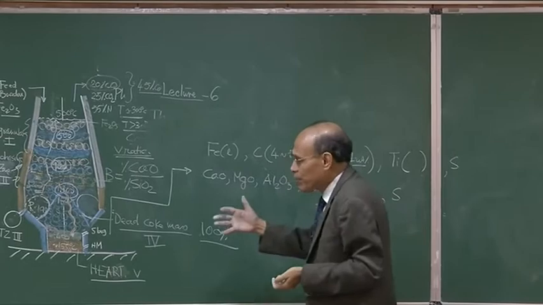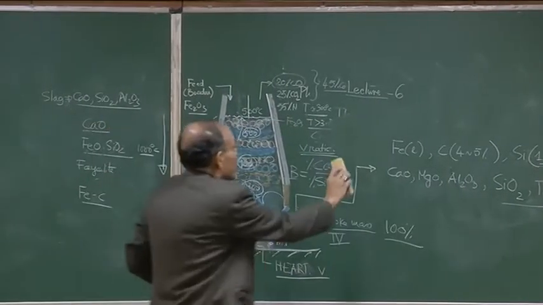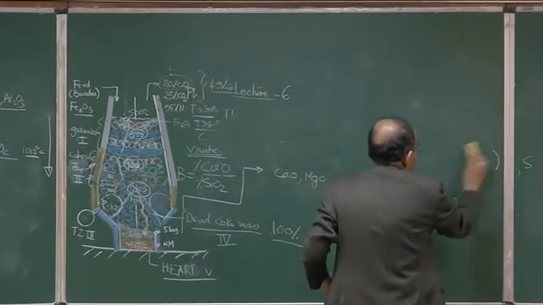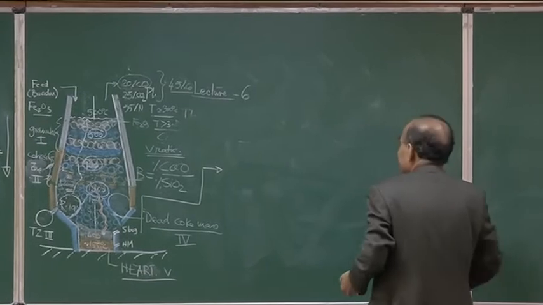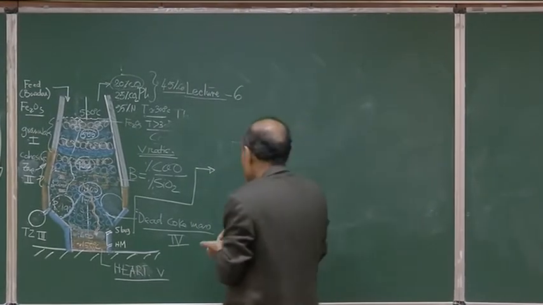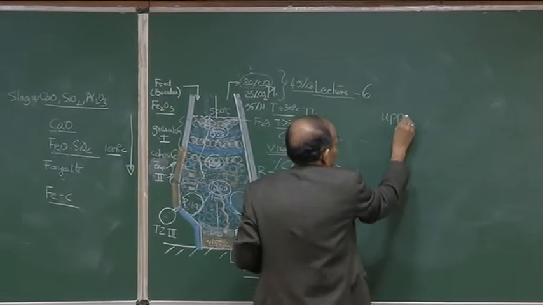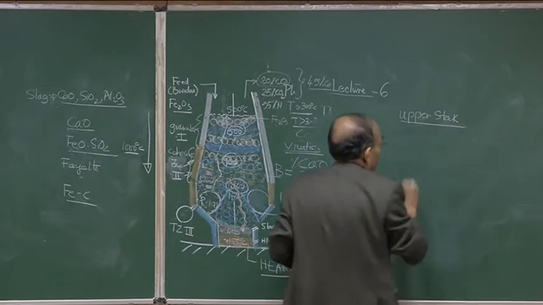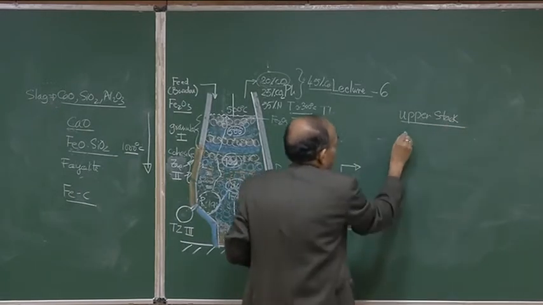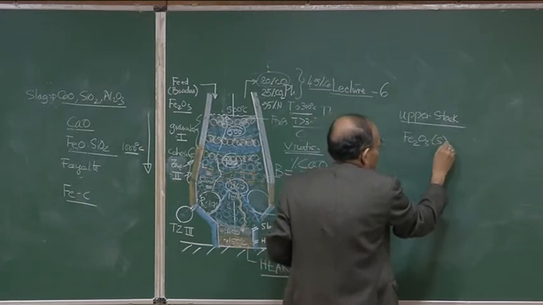So, given this picture, now the blast furnace reactions can be tabulated, that is, what the various reactions are zone wise. So, in the granular zone, or I would say the upper stack, we have predominantly solid Fe2O3.